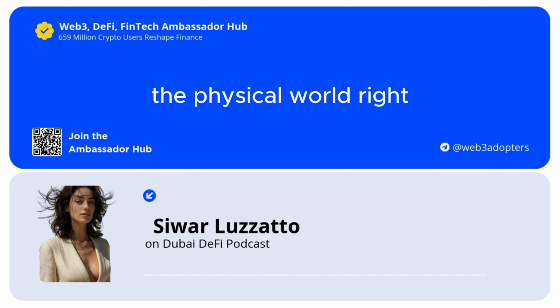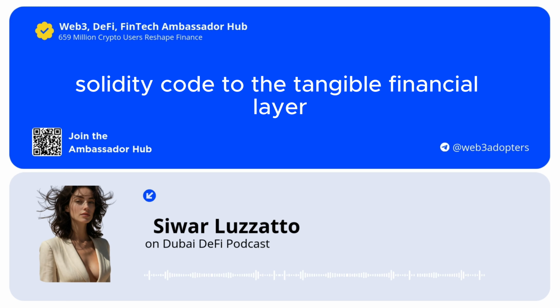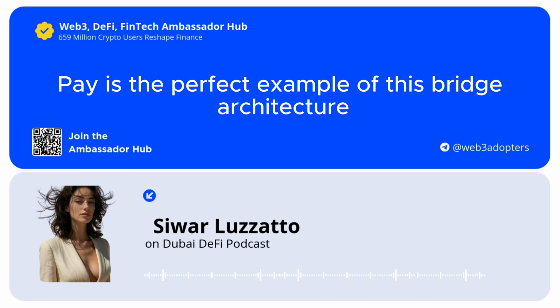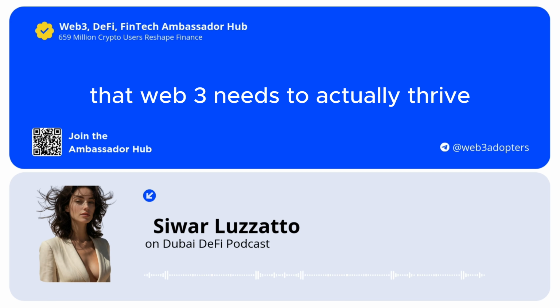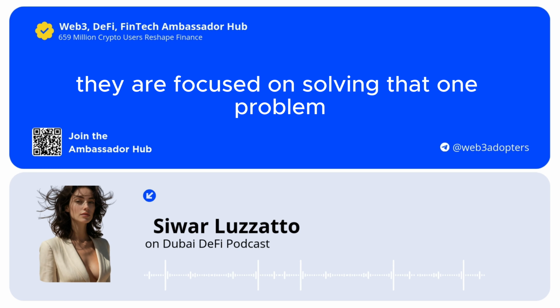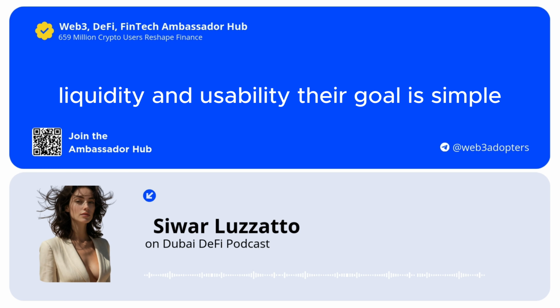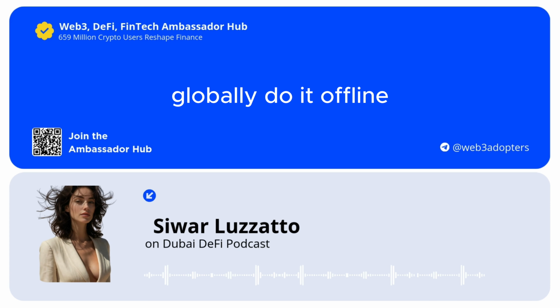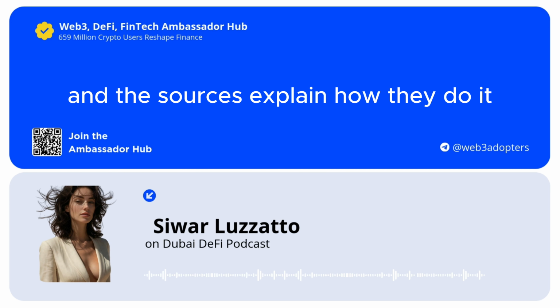physical world? Right. So we move from abstract Solidity code to the tangible financial layer, and we focus on Pinto Pay. Pinto Pay is the perfect example of this bridge architecture that Web3 needs to actually thrive. They're focused on solving that one problem, liquidity and usability. Their goal is simple. Let people spend their crypto like it's cash, instantly, globally. They're the off-ramp, and the sources explain how they do it.